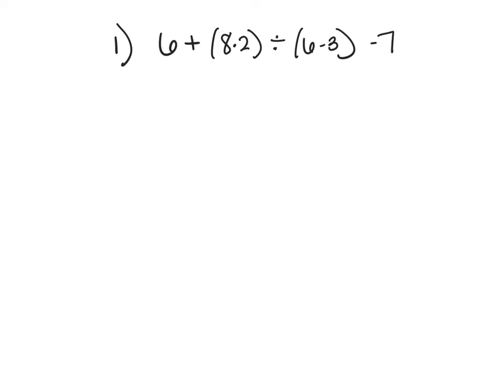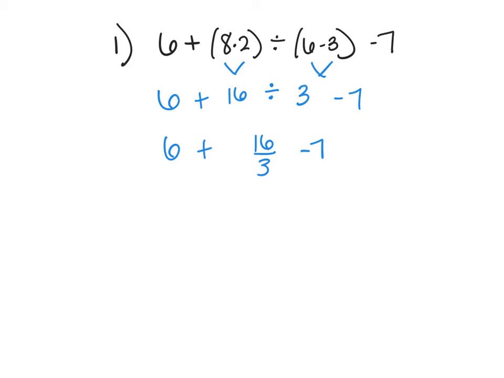Okay, so the first thing you need to do when solving this problem is do the parentheses first. So that means 8 times 2 is 16. And then 6 minus 3 is 3. And then you have the 6 and the minus 7 at the end. So you can't divide 16 by 3 evenly. So I'm just going to write it as a fraction and then subtract 7.